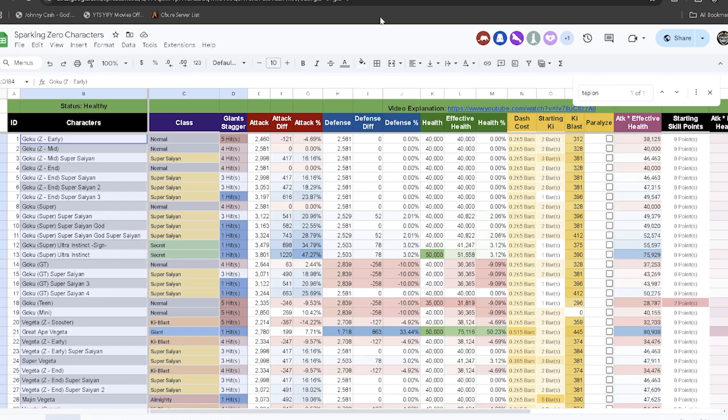Are you guys lost with our new spreadsheet with all these different things like classes and all these numbers on here? Well, what we're going to do is go over all of this and show you everything that is new. Let's get into it.